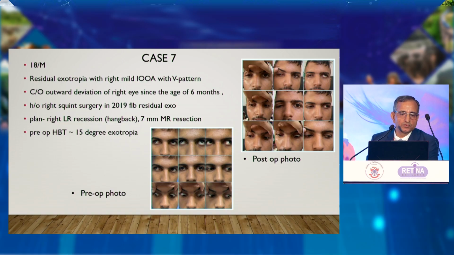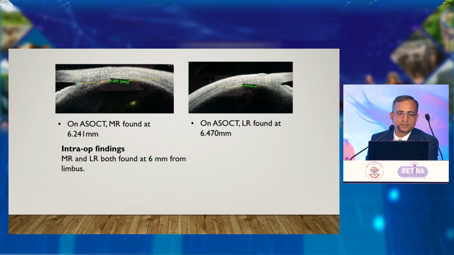This is another case of residual exotropia. These are the pre and postoperative photographs, and these are the AS-OCT findings of the medial and lateral rectus. Intra-op with the caliper, the medial rectus and lateral rectus were found at around 6 mm from the limbus, and in AS-OCT it was 6.25 and 6.47.